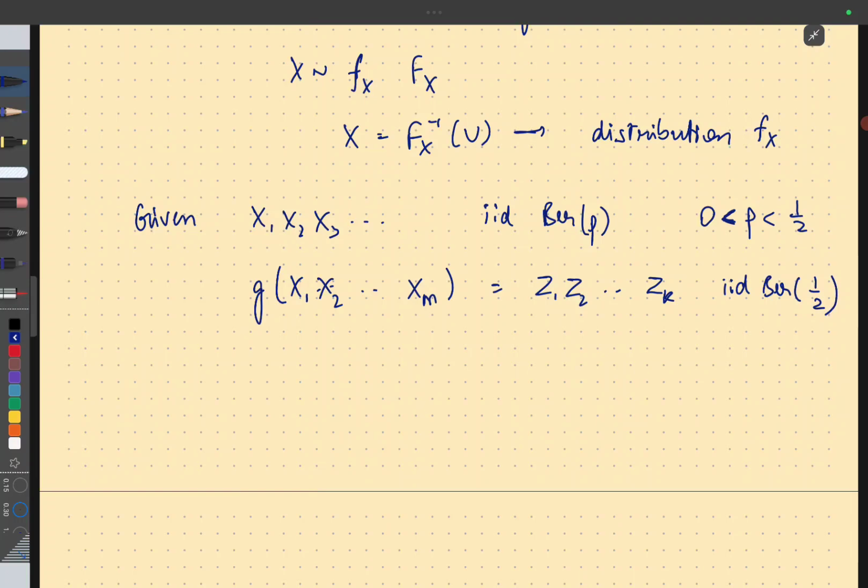One key point that makes things a little easier is that you fix k. So basically I ask you to generate k IID Bernoulli half random variables. For a fixed k, you are allowed to vary m as much as you want. Okay, but the goal is to understand what is the smallest m, what is the minimum number of Bernoulli p random variables that you need in order to generate k Bernoulli half random variables. All right. Is the problem clear? Are there any questions?